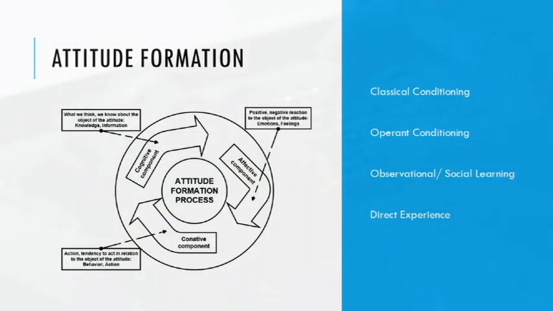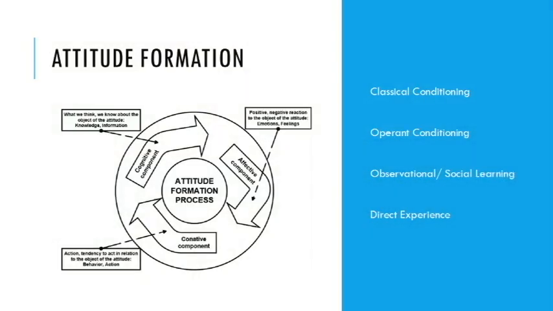So the elaboration likelihood model came out in the 1980s, and this model really posits that there are two primary routes to persuasion. There's a central route and a peripheral route. And the route taken really depends on how much thought and attention a person devotes to the persuasive message.